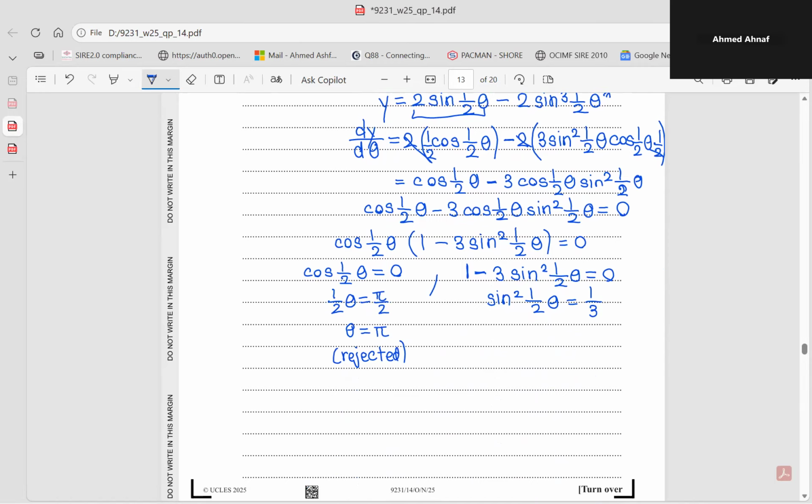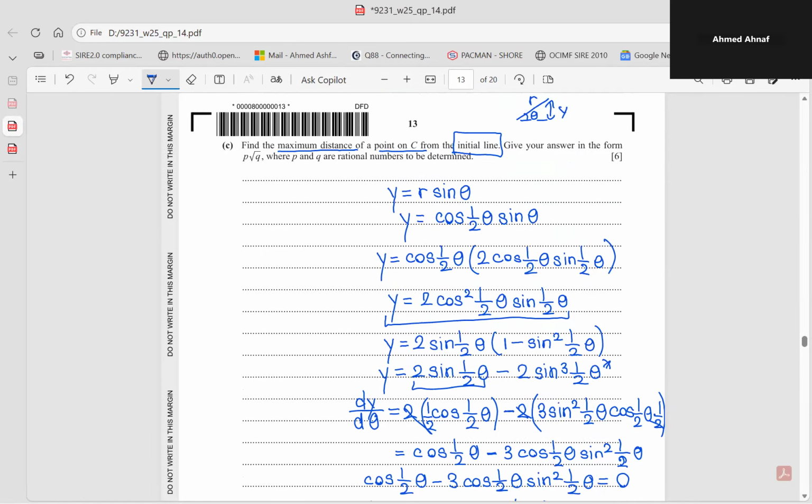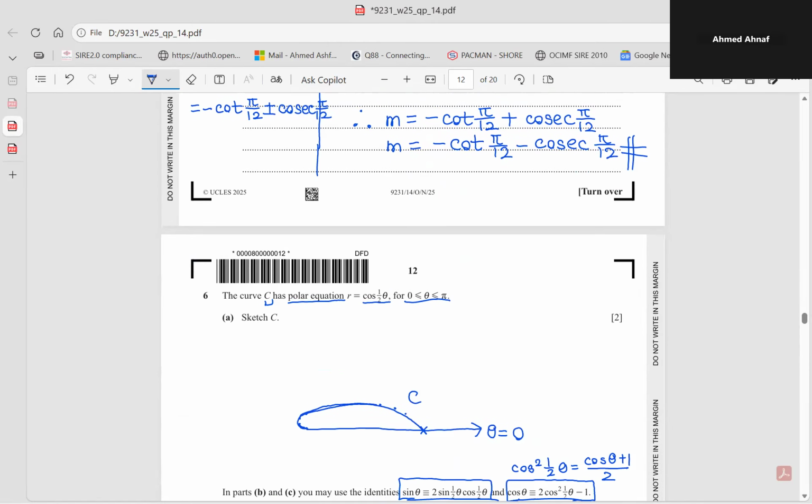So we actually can find cosine square half theta using cos square plus sine square equals 1. So cos square half theta is just 1 minus 1/3, which is 2/3. And sine half theta is just the square root of 1 over 3. There's no negative version of this because, as I said, the range for theta is 0 to pi, so the range for theta over 2 is 0 to pi over 2.